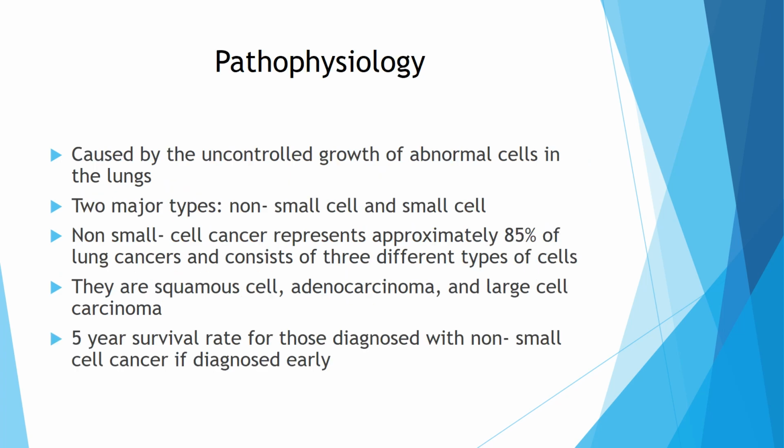So, lung cancer is caused by the uncontrolled growth of abnormal cells in the lungs. There are two types: non-small cell and small cell. Non-small cell cancer represents approximately 85% of lung cancers and consists of 3 different types of cells. They are squamous cells, adenocarcinomas, and large cell carcinoma. There is a 5-year survival rate for those diagnosed with non-small cell cancer if it is diagnosed early. So early is good.